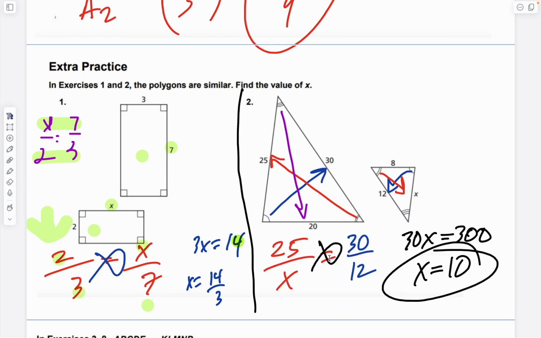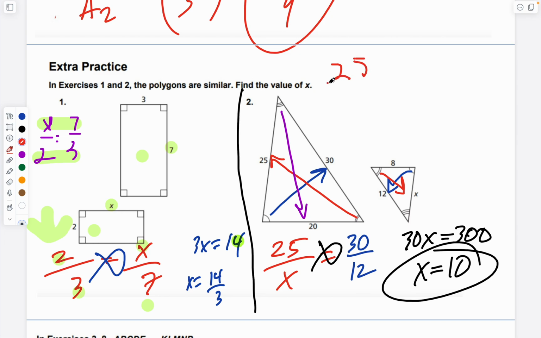Now I can set this up different ways, but no matter what, I want to solve for x, right? So I'm going to say 25 over x, so left to right, big to small, equals 30 over 12. Now I know what you're thinking. Hey, couldn't I say 25 over x?